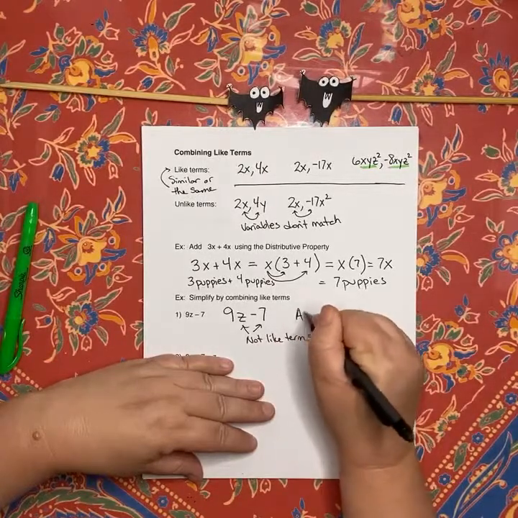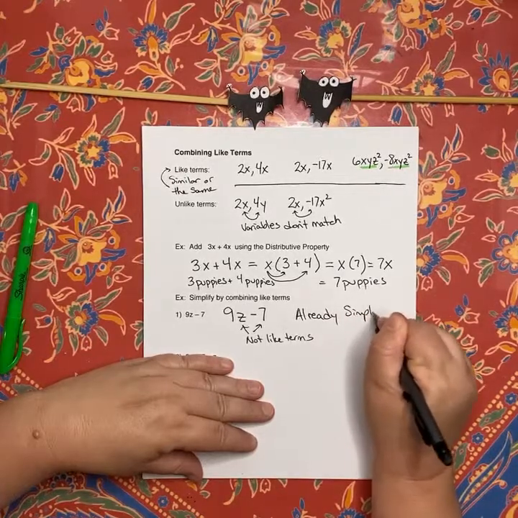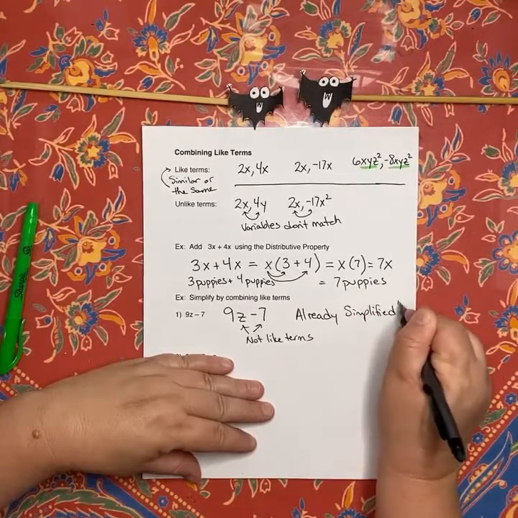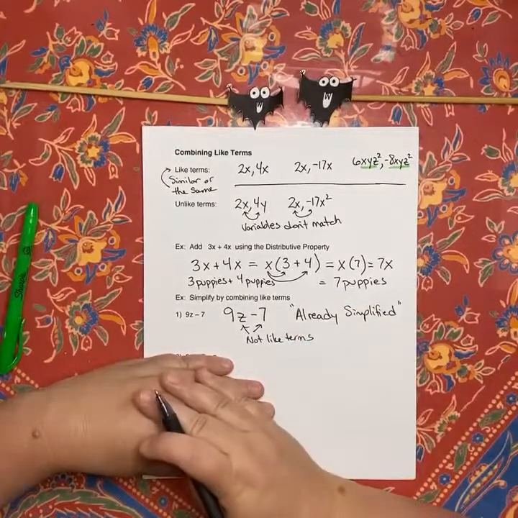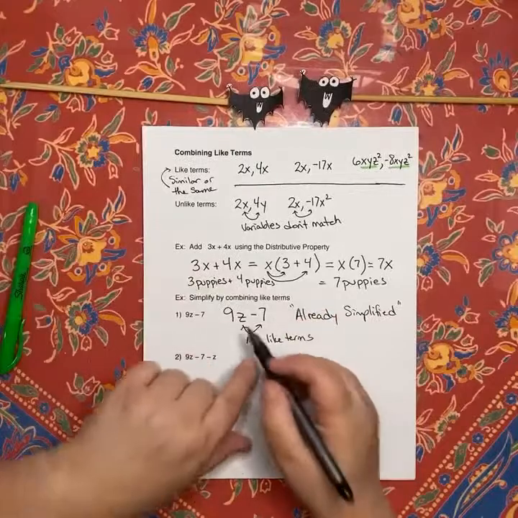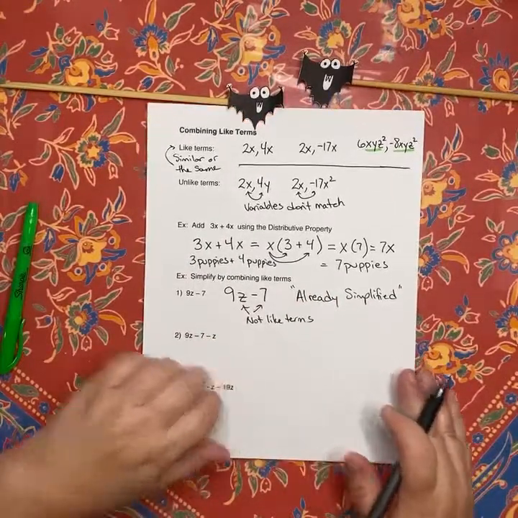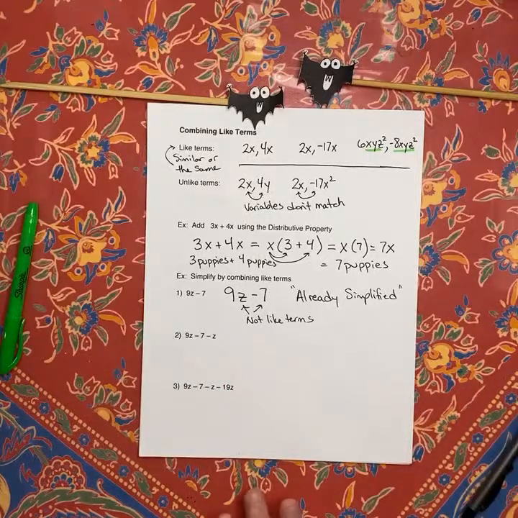So I say this is already simplified. That's the answer. This is already simplified. I cannot simplify it any further. I can't smash them together. They don't go together. They don't match. Okay. How about dun dun dun?